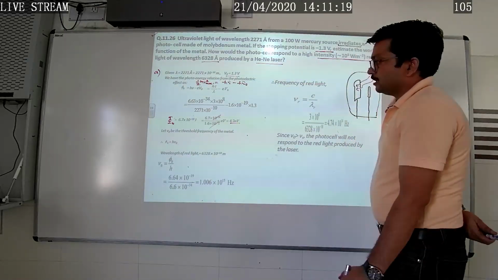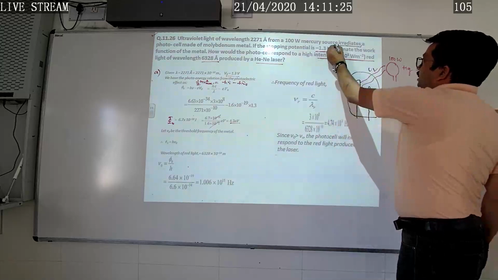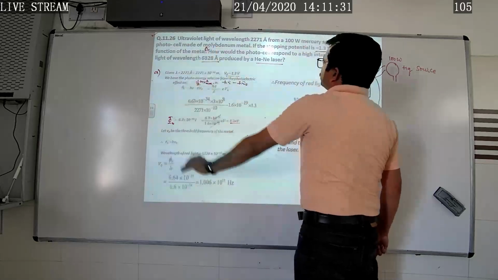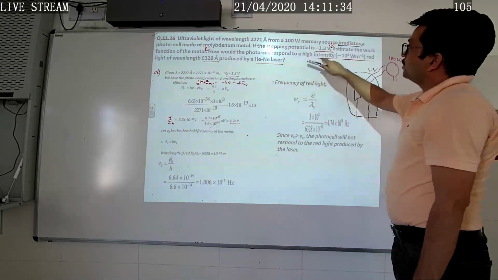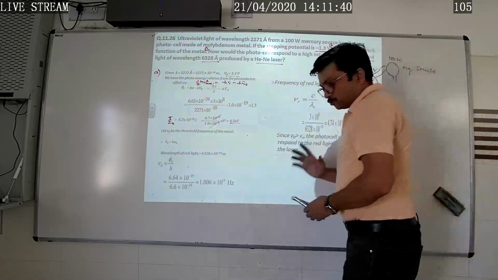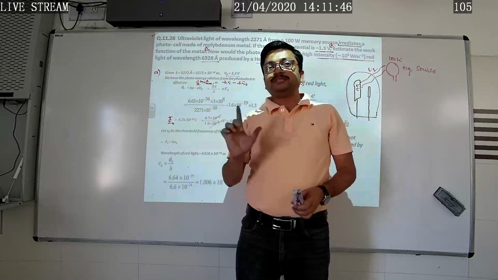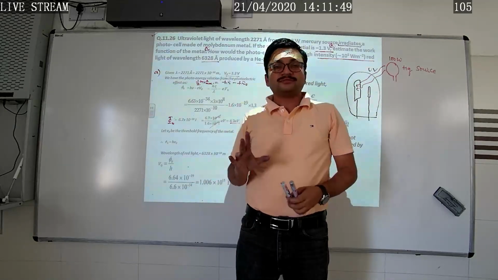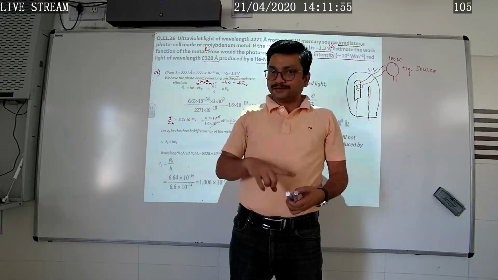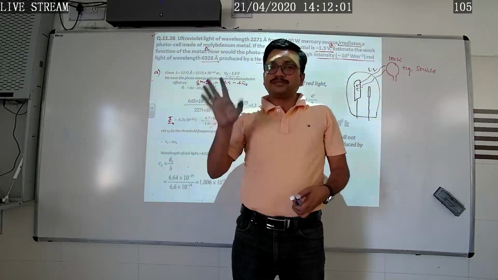In this way we get the value of the work function which was asked in part A. In part B, it asks how the photocell would respond to high intensity red light produced by a helium neon laser. The photocell will respond only if the frequency of the incident light is greater than the threshold frequency. So here we have to calculate the frequency. If it is greater than the threshold frequency, then it will show the photoelectric effect, otherwise it will not.